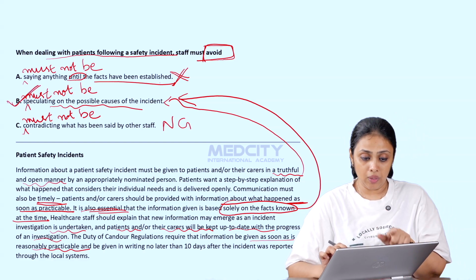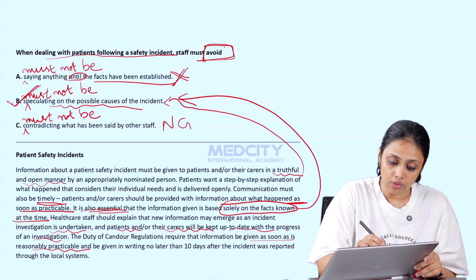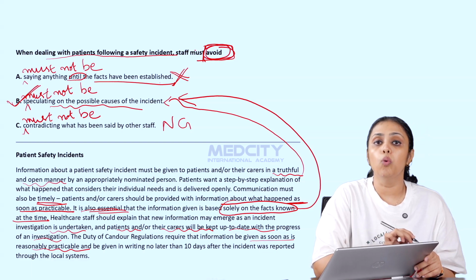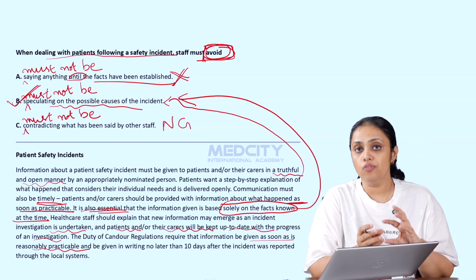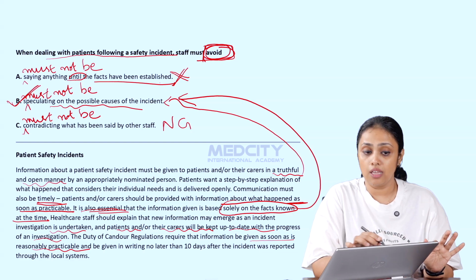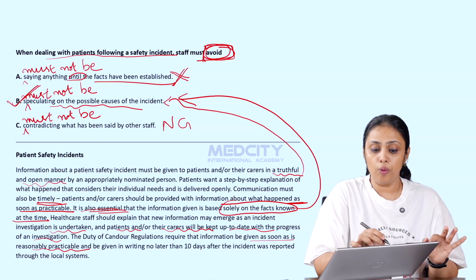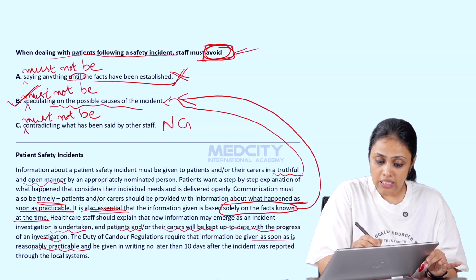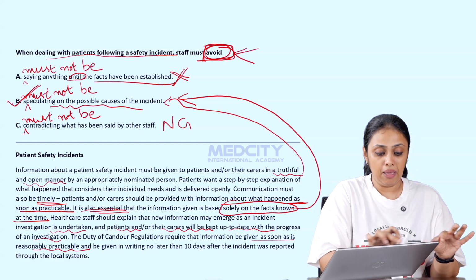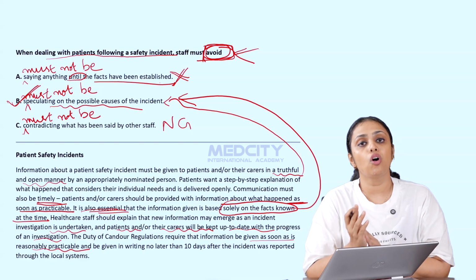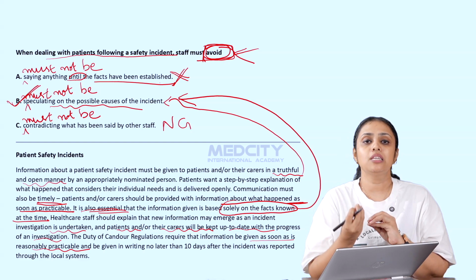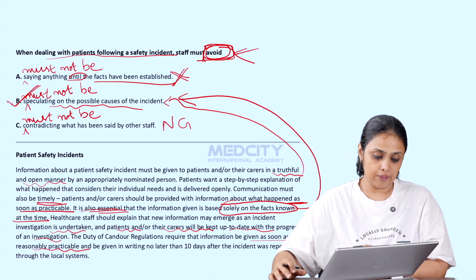Now here, one thing in this question that you have to take into account is that if a negative word like avoid appears in the stem or in the question prompt, when you read the options, please make sure that you consider this word also and make the complete sentence, so that you don't go wrong with the idea or make mistakes while choosing the right answer.